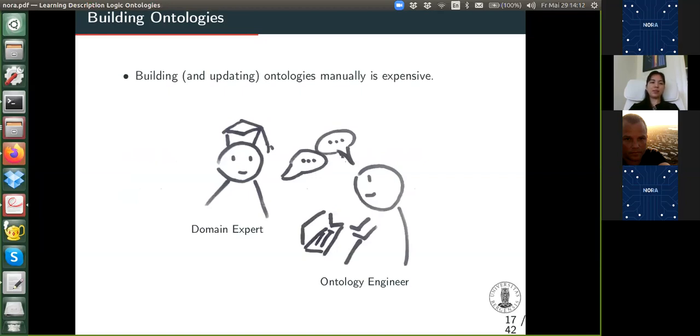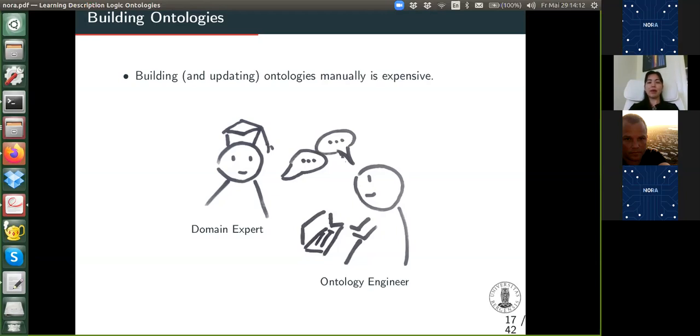And as one can imagine, building and also updating an ontology manually can be quite expensive. One of the reasons for that is that in order to build an ontology, one needs to combine the knowledge of a domain expert, someone who understands, for instance, the medical domain or chemistry or whatever domain you are trying to model, and the knowledge about how to model and represent this, all the technology involved. The person that builds such an ontology is called an ontology engineer. A usual process for building an ontology relies on the communication between a domain expert and an ontology engineer.